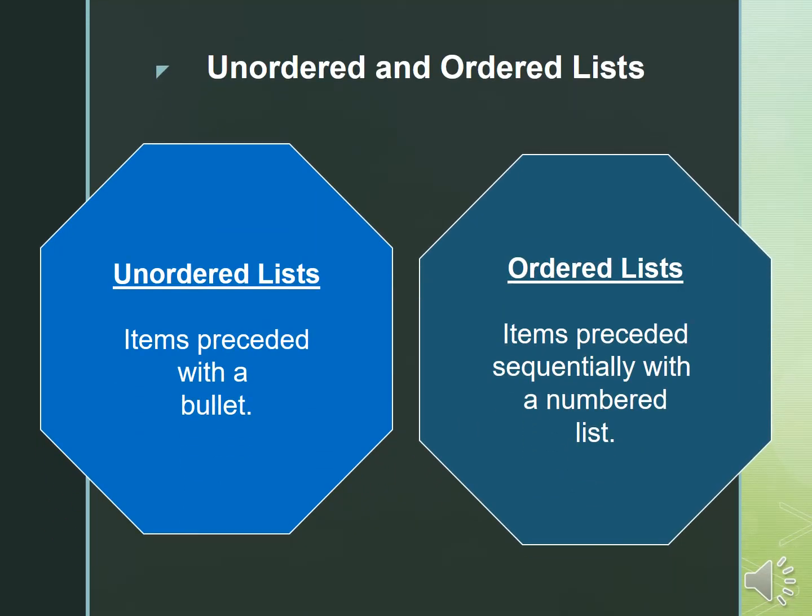Let's start with ordered and unordered list. Unordered list is items preceded with a bullet, whereas ordered list is items preceded sequentially with a numbered list. You must have seen in Word, when you place a bullet in your Word document, you have two types of list. One is with numbering and the other one is with the bullets. So unordered is the bullets, whereas ordered is the numbers.